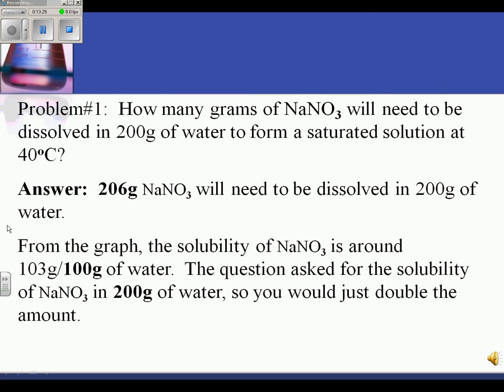The answer to this one is 206 grams of sodium nitrate will need to be dissolved in 200 grams of water. And that was the key there. They ask about 200 grams of water, so you have to pay attention to those units on solubility. They are a little strange. So when you read the graph, it says around 103 grams will dissolve in 100 grams. So double that would dissolve in 200 grams.